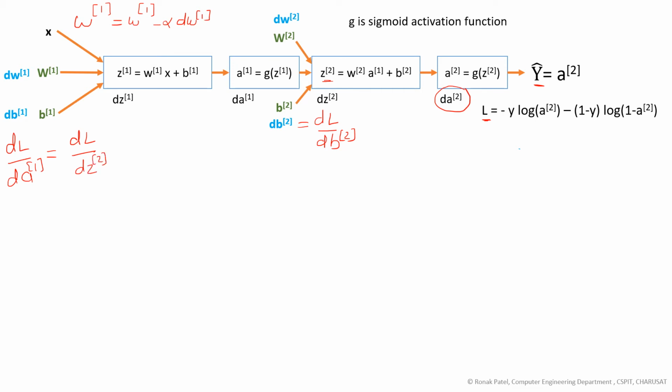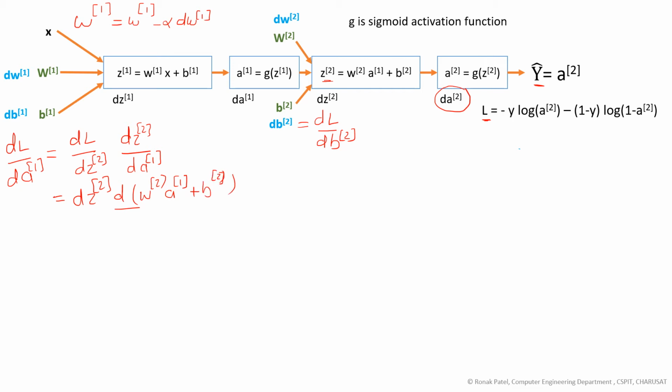dz2 and dz2 upon da1, because z2 depends on w2, a1 and b2. So you can write dl upon dz2, which we already know. Now dz2 upon da1. So again, what is your dz2? z2 is w2 a1 plus b2.